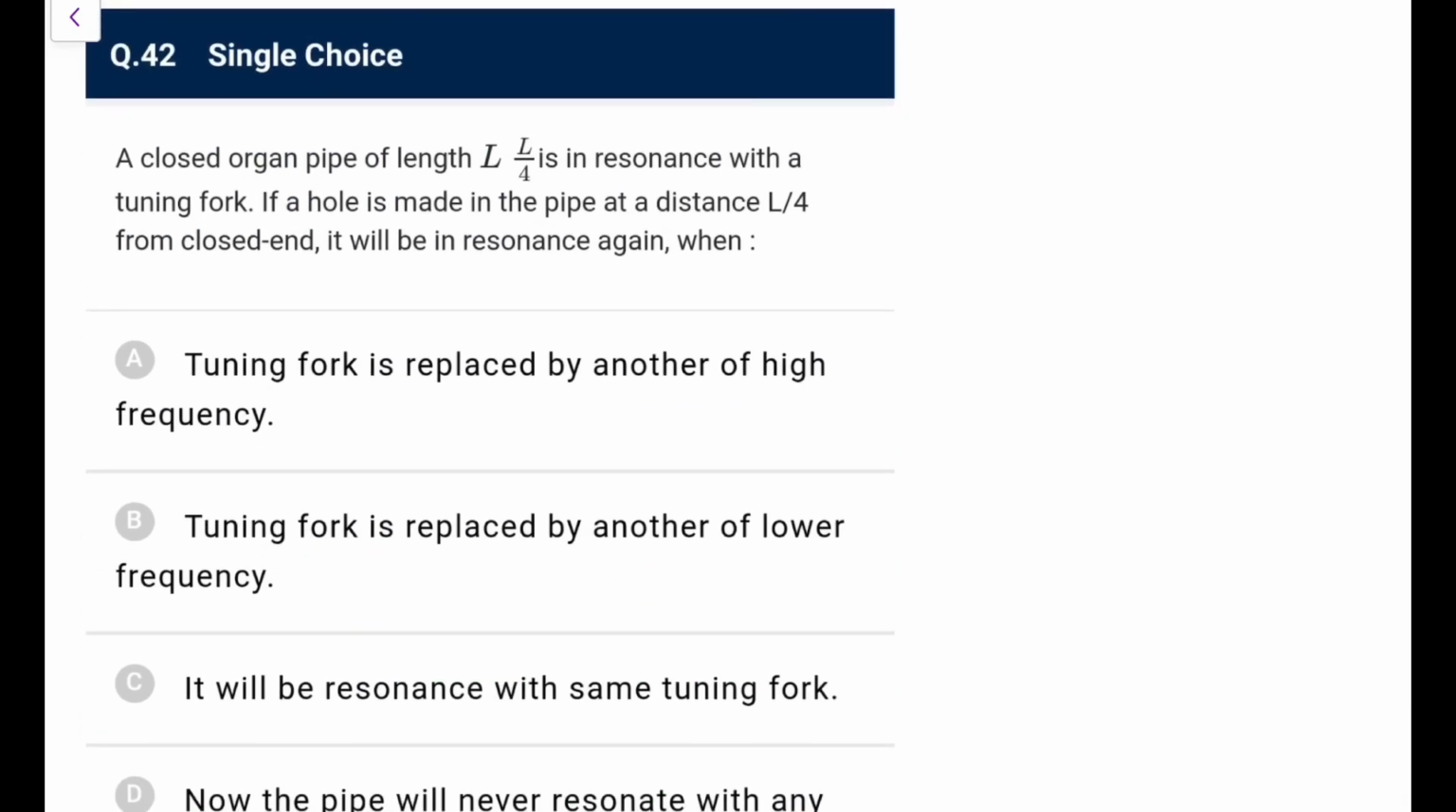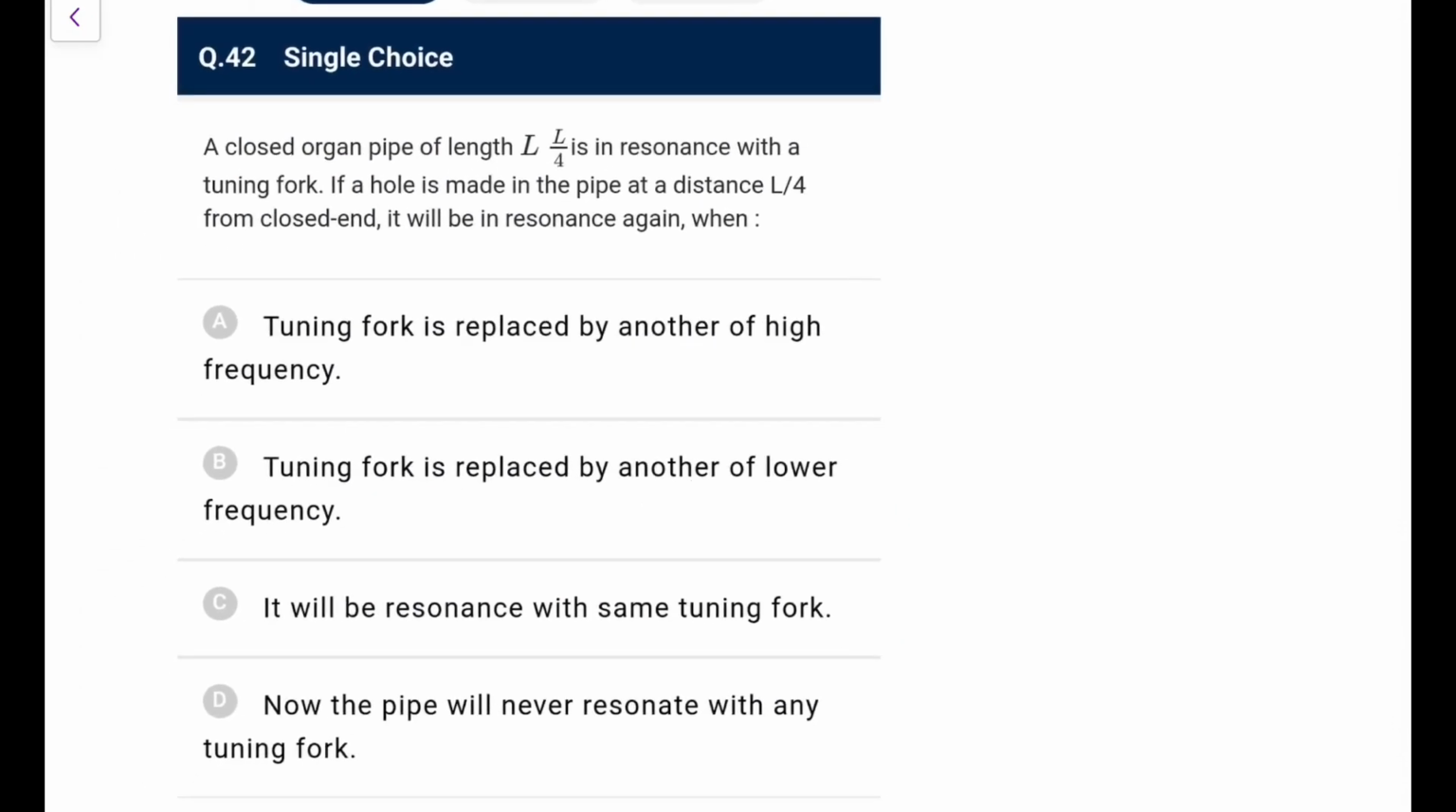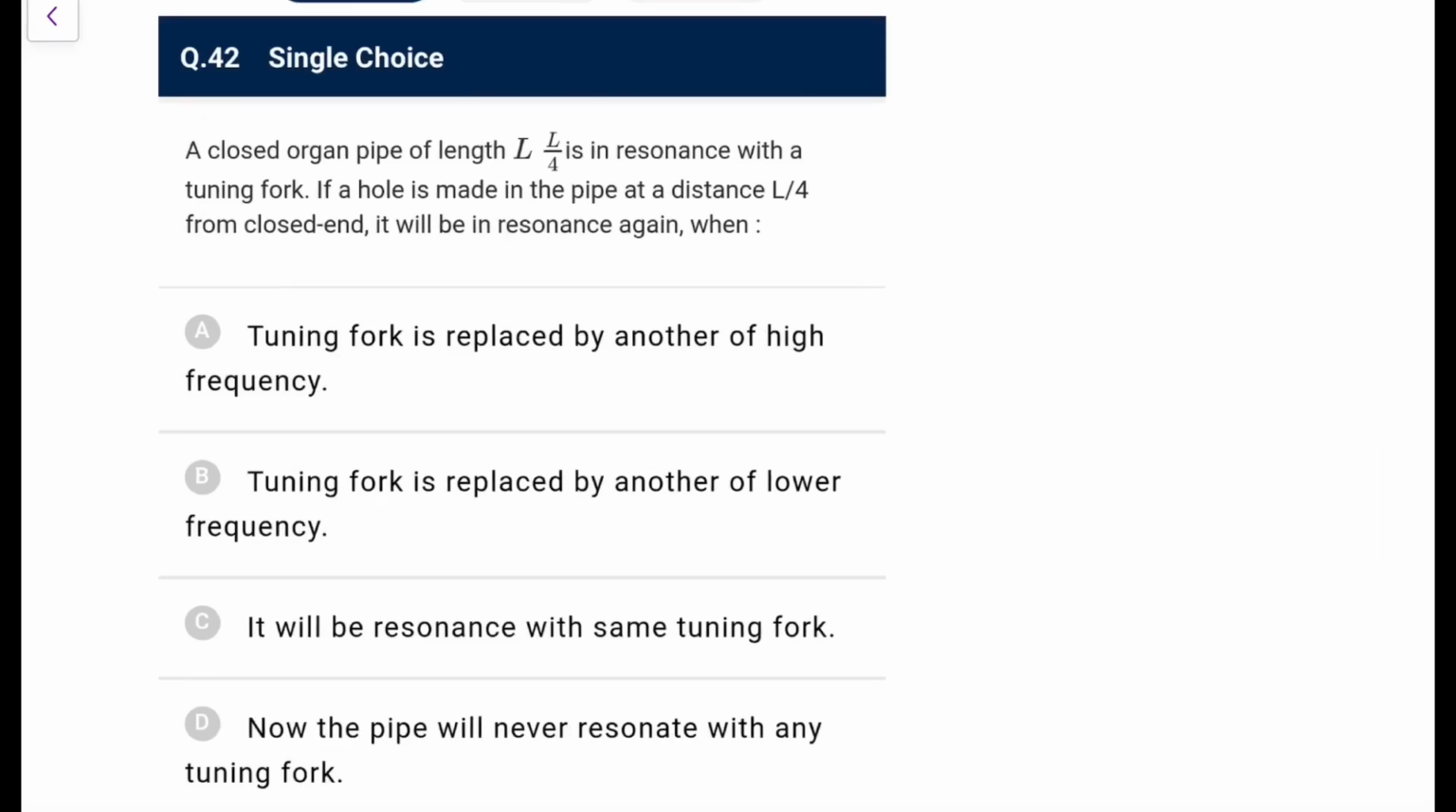A closed organ pipe of length L by 4 is in resonance with a tuning fork. If a hole is made in the pipe at a distance L by 4 from the closed end, it will be in resonance again when the tuning fork is replaced by another of higher frequency, lower frequency, same, or will never resonate with any tuning fork. So it's an interesting one.